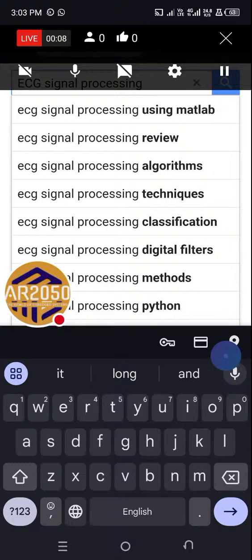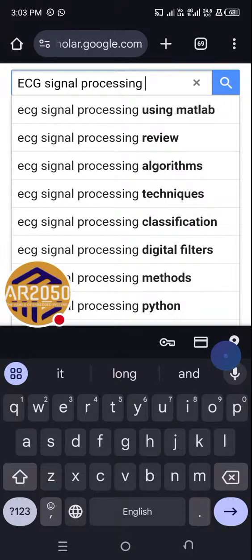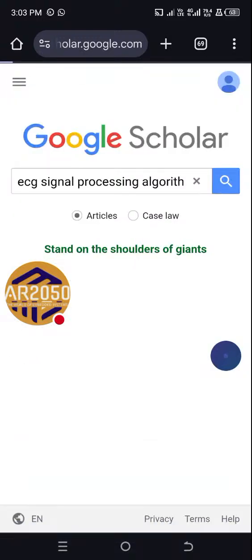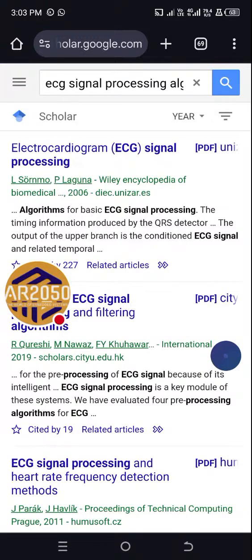Quickly with all these options: ECG signal processing using MATLAB, algorithms, classifications, digital filters, methods, and Python. So let's start with the algorithms which we may need in electrocardiogram signal processing.